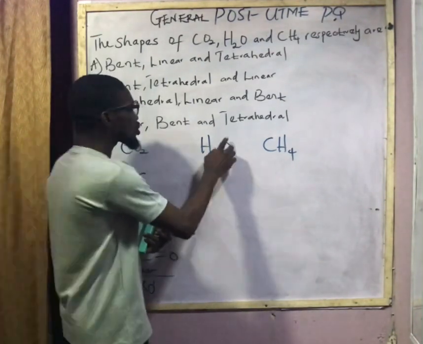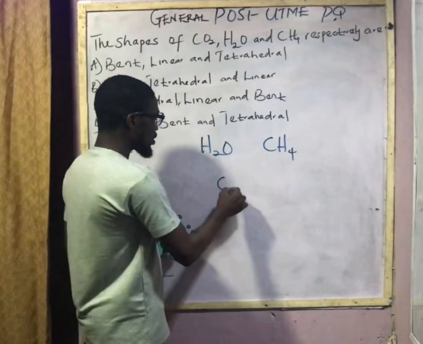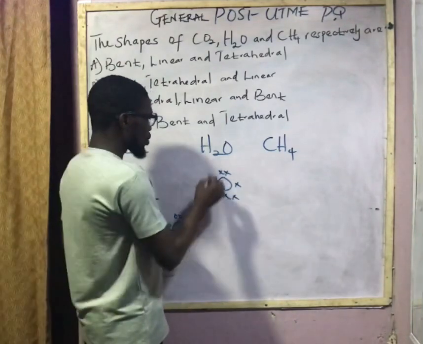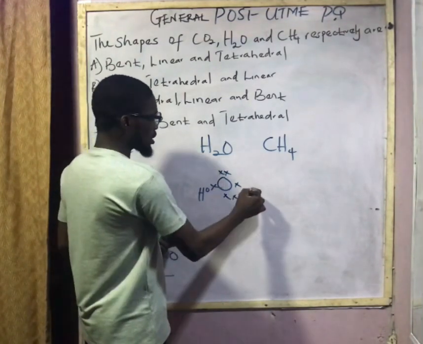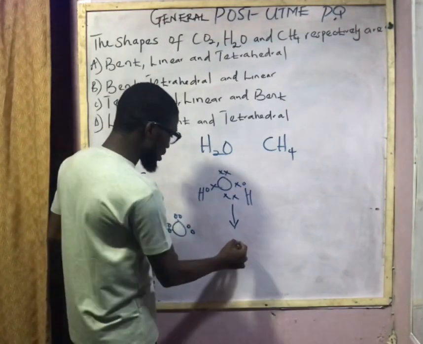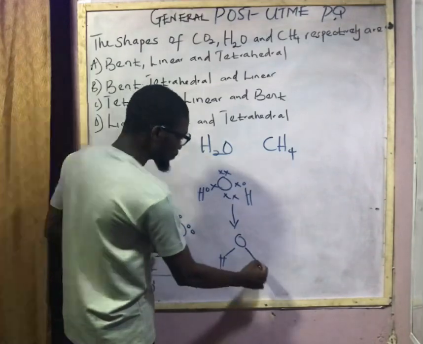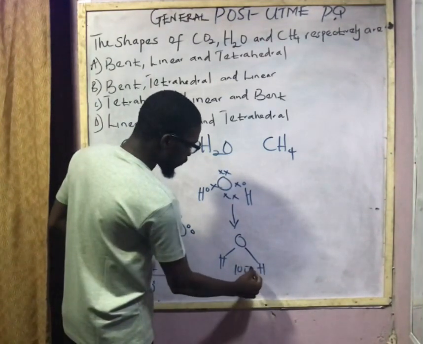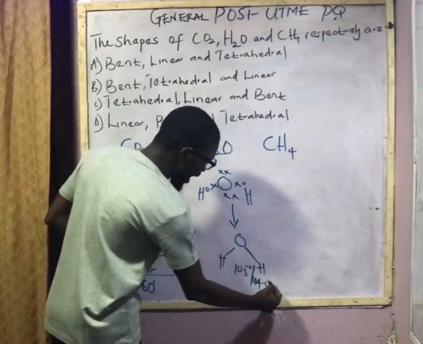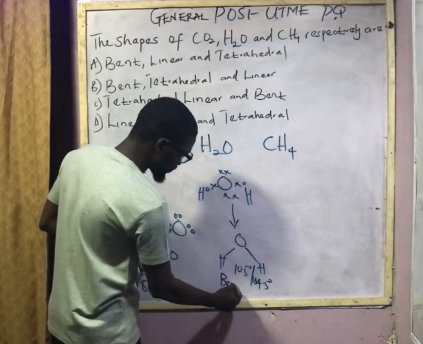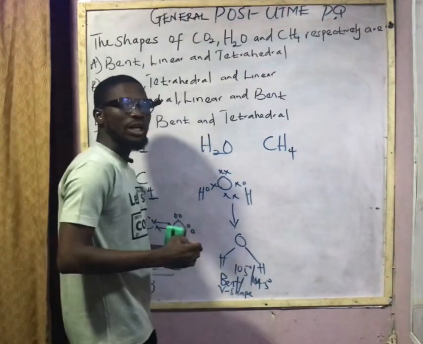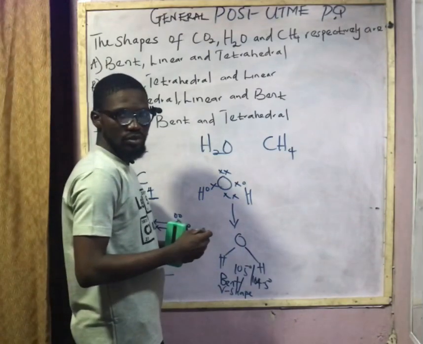So now, the central atom here will be oxygen. We have 1, 2, 3, 4, 5, 6. So our hydrogen is 1. The second one is also 1. So in some cases, if we are to represent this, we'll be finding it like this. So we call it 105 degrees, or 104.5. So either we call it bent or we call it V shape or we call it angular shape. Are you with me now?